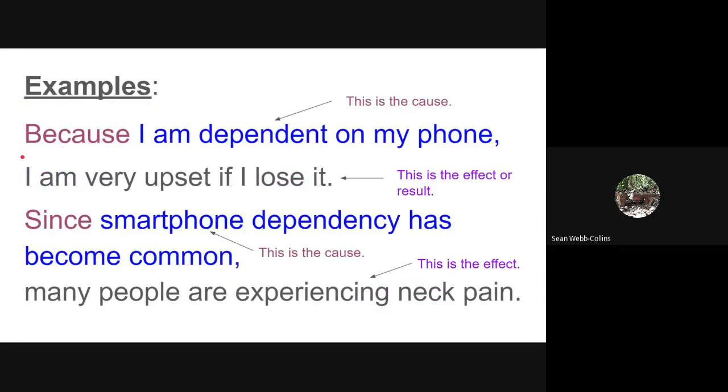Examples. Because I am dependent on my phone, I am very upset if I lose it. I am dependent on my phone is the cause. This is what initiates the effect. I am very upset if I lose it. This is the effect or the result of the cause, which is the action, the state of being dependent on your phone.